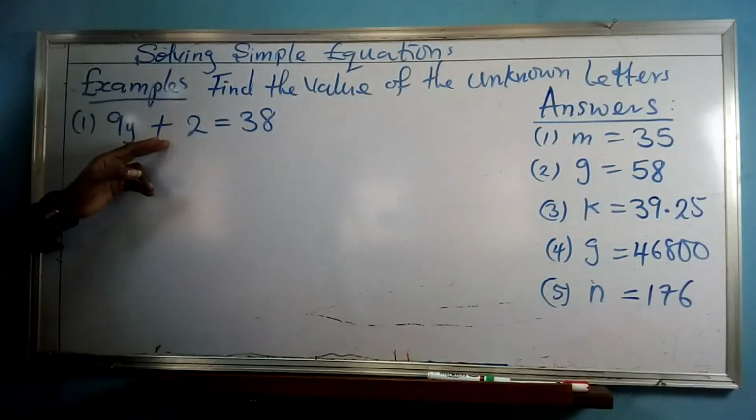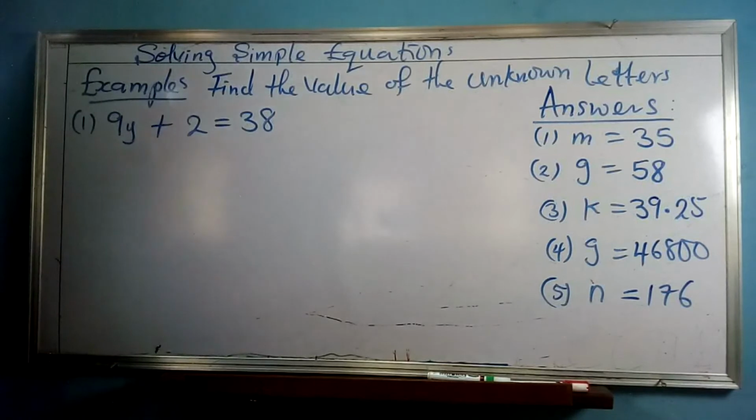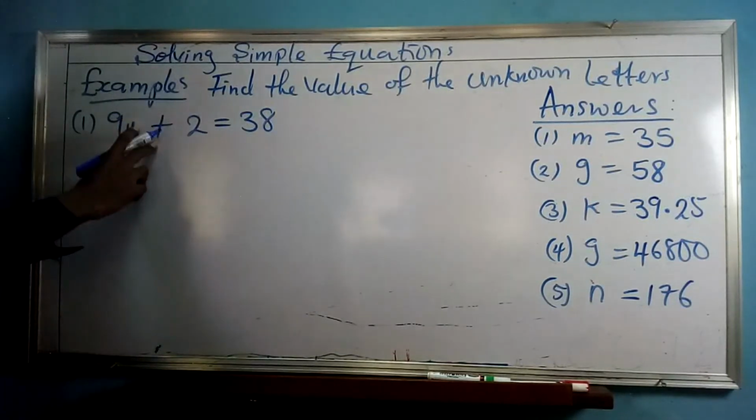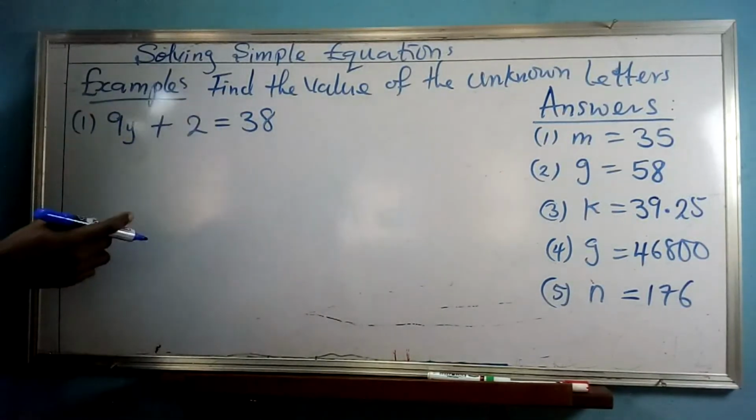This is plus 2. What are we going to do? If we have plus and it's moving to the other side of the equation, what are we going to do?